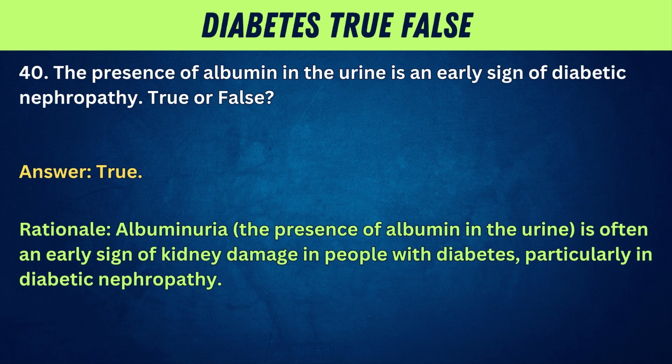40. The presence of albumin in the urine is an early sign of diabetic nephropathy. True or false? Answer: true. Rationale: albuminuria, the presence of albumin in the urine, is often an early sign of kidney damage in people with diabetes, particularly in diabetic nephropathy.